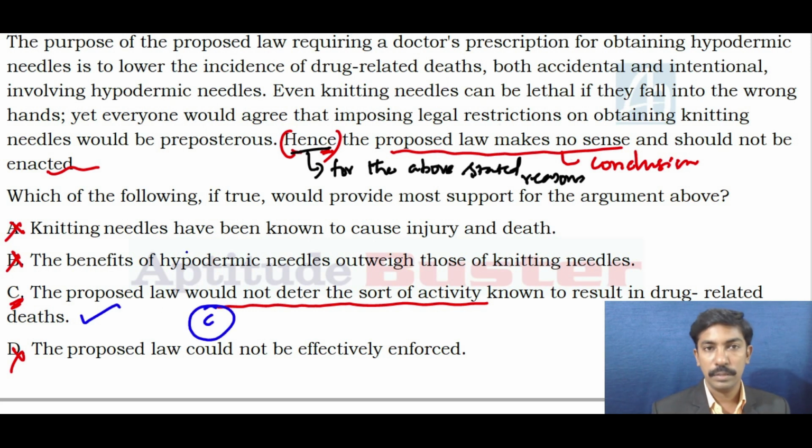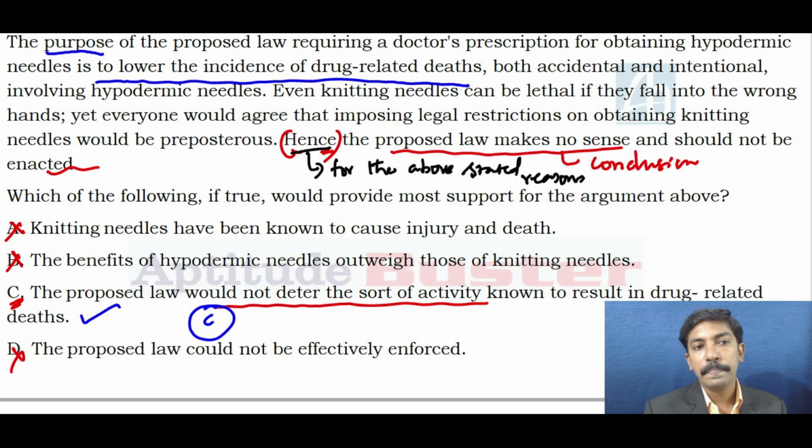Let's move to the explanation of the given argument. The first sentence says the purpose of the proposed law requiring a doctor's prescription for obtaining hypodermic needles is to lower the incidence of drug-related deaths, both accidental and intentional, involving hypodermic needles. The very first sentence itself talks about the purpose or the objective of the proposed law. The law aims to bring down drug-related deaths. That's what it says, is to lower the incidence of drug-related deaths.